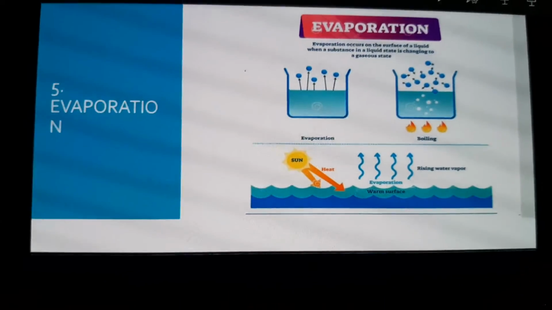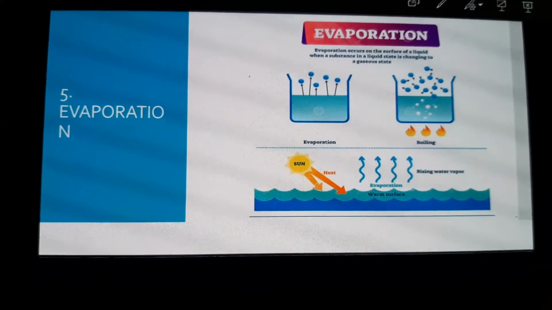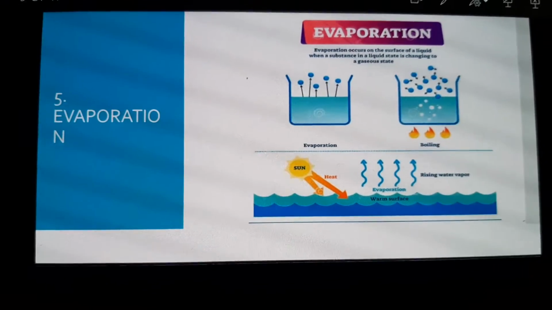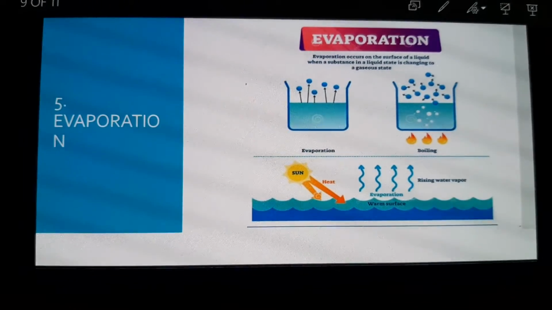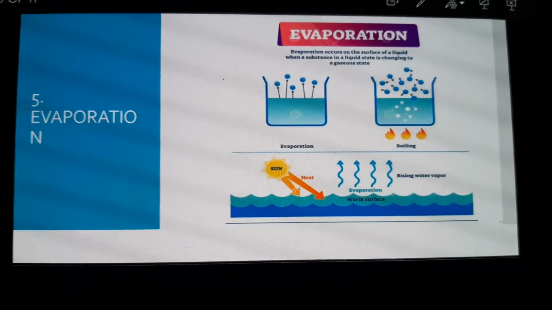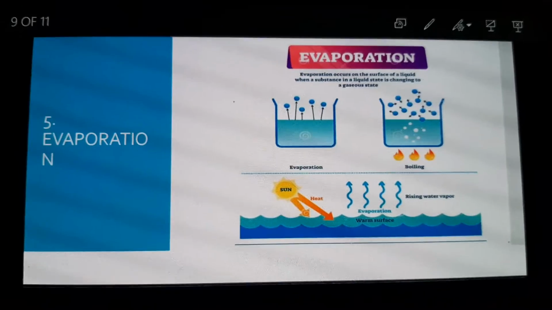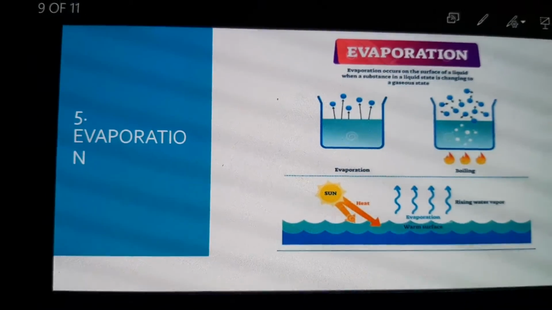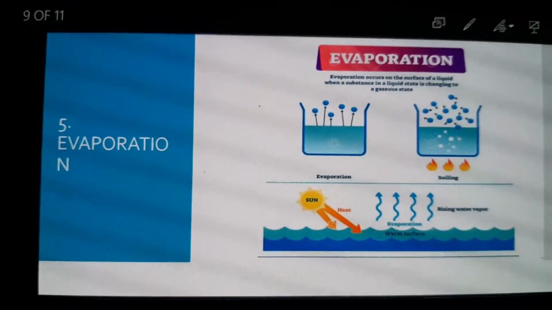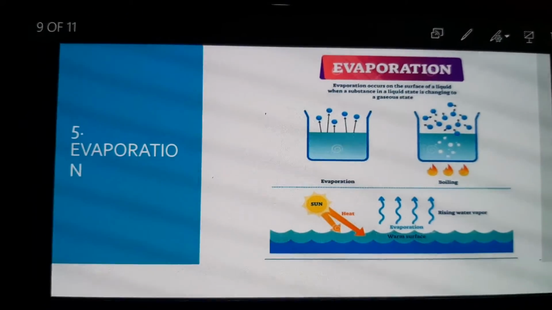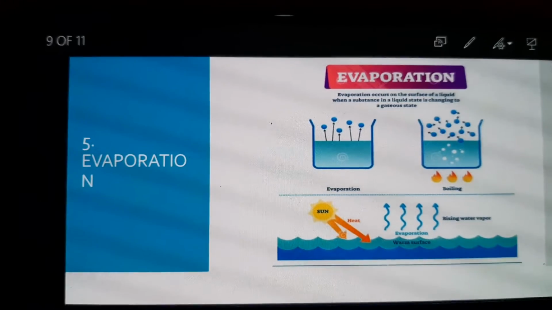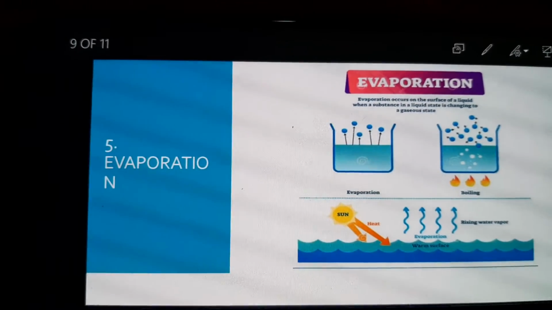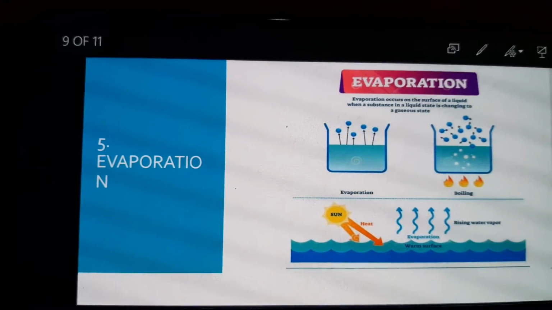The surrounding gas must not be saturated with the evaporating substance. And when the molecules of liquid collide, there is obvious energy transfer between the molecules, right? In the picture, you can see at the bottom, evaporation is an essential part of the water cycle also. The sun drives evaporation of water from oceans, lakes, and other sources of water.